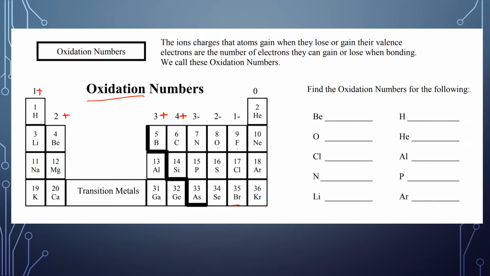Let's see. This magnesium, it's going to be 2 plus oxidation number because it's going to lose 2 electrons to behave like neon. So beryllium is 2 plus, oxygen is 2 minus, hydrogen is 1 plus, helium is 0 because it doesn't have to gain or lose electrons to be stable, as will argon. Lithium is 1 plus, nitrogen is 3 minus, chlorine is 1 minus, aluminum is 3 plus, and phosphorus is 3 minus.